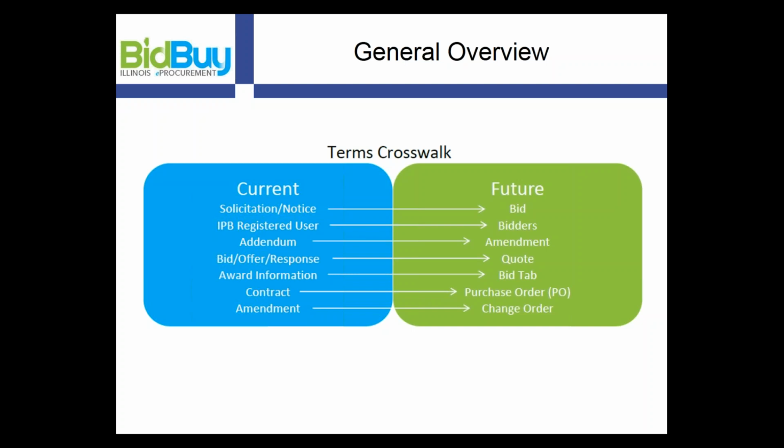So when we talk about solicitations and notices, in BidBuy, they're called bids. IPB registered users are bidders. Addendums will be called amendments. Bids and offers are called quotes. Award information will be the bid tab. Contracts are called purchase orders or POs, and amendments will be now called change orders.